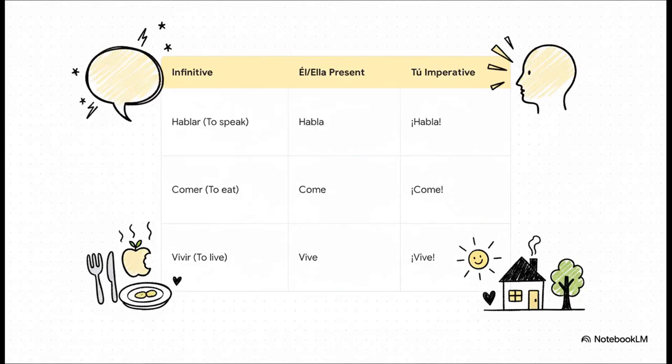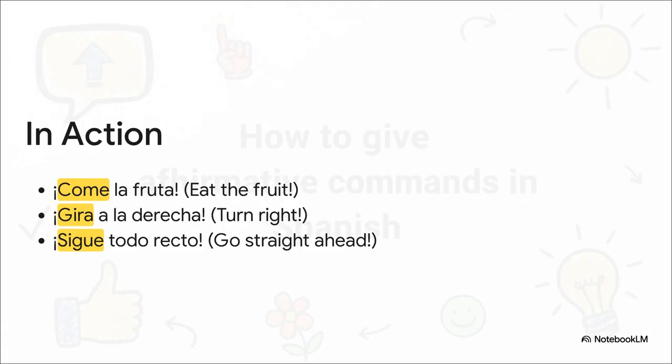Just look at how this plays out. Take the verb hablar. In the present tense, él habla is he speaks. Well, that exact same word, habla, becomes your command. Habla. Same thing for comer. He eats is come, so the command is come. And for vivir, he lives is vive, so the command is vive. See? Super simple. So let's see what these look like in a full sentence. You might tell a friend, come la fruta, a simple, direct instruction. Or, if the room is getting a little warm, abre la ventana. And if you want to share a great song, escucha la música. They just feel so natural in these everyday situations.